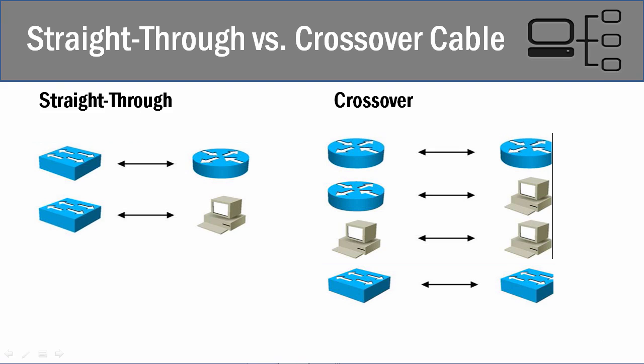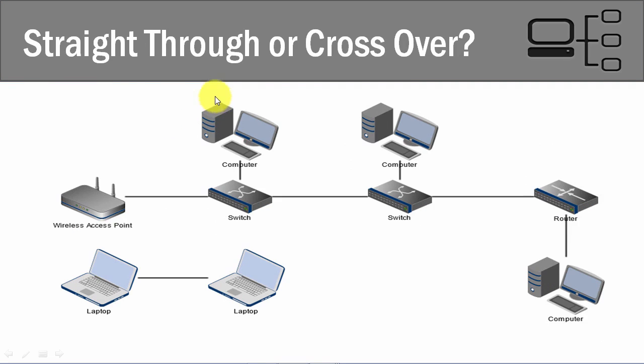Because on the next slide, what we're going to do is I have a diagram, and let me pull that up, and now I want us to identify what type of cable that we're going to use. So from here to here, we have a switch to a wireless access point. What type of cable would we use here? Well, it's non-similar, so I am going to go ahead and write ST for straight through.